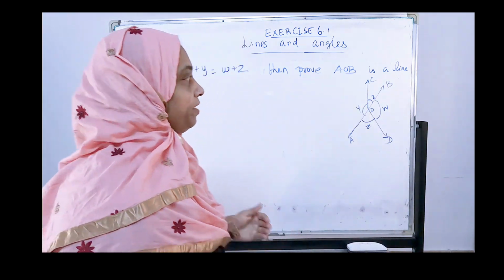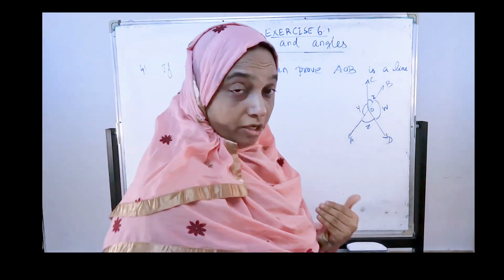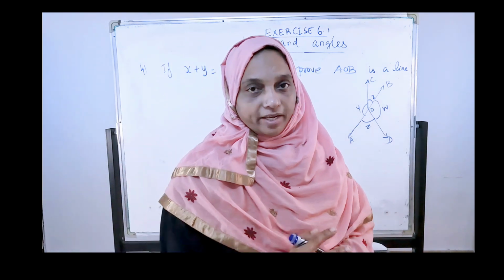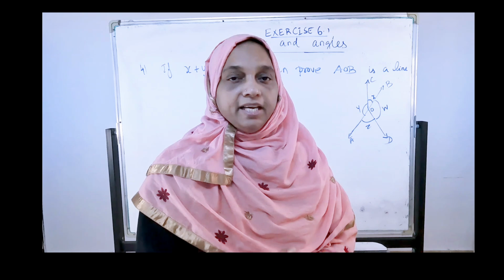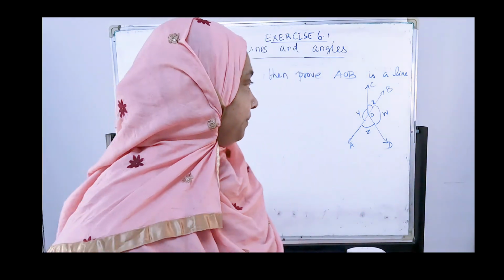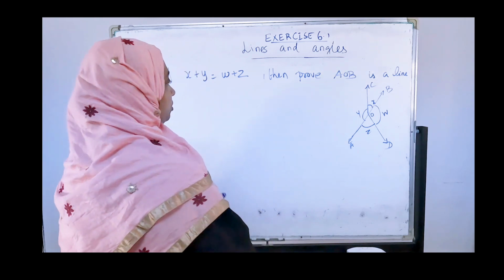Okay, clear? So what we are going to do? We are going to prove that x and y is 180 degree. Sum of x, y angles are 180 degree. If it is forming 180 degree, then it is a line. Okay. So solution.